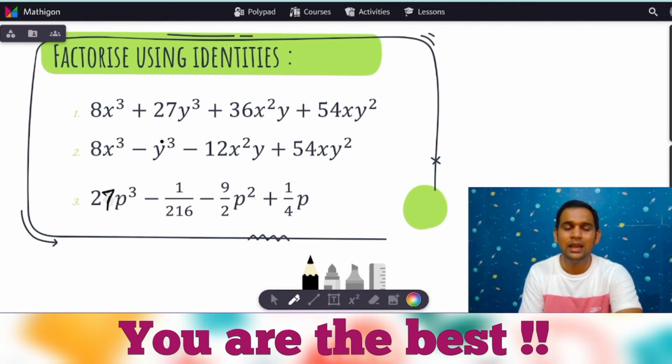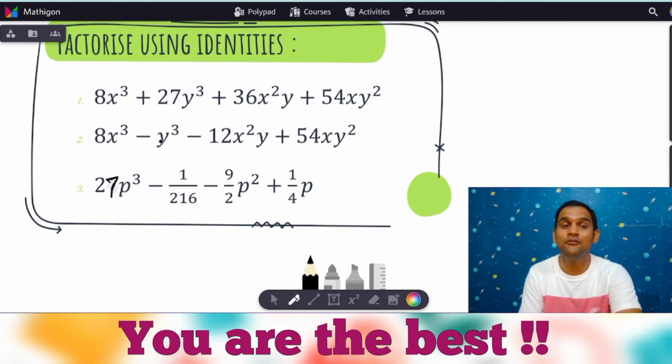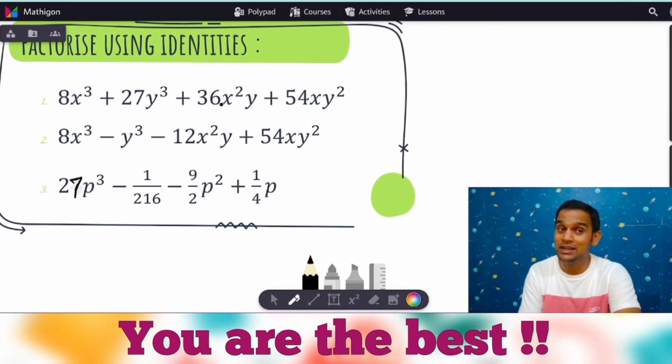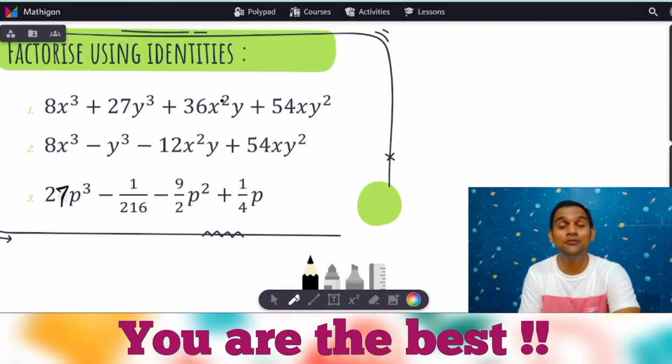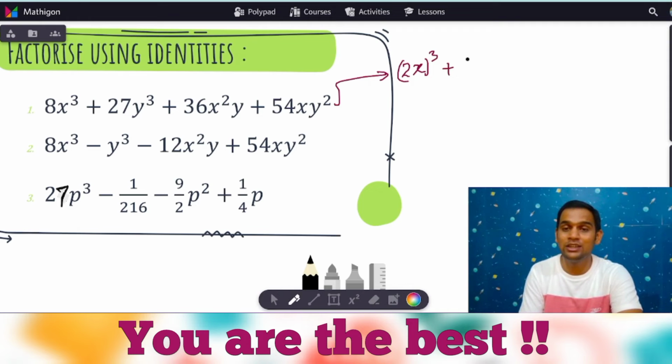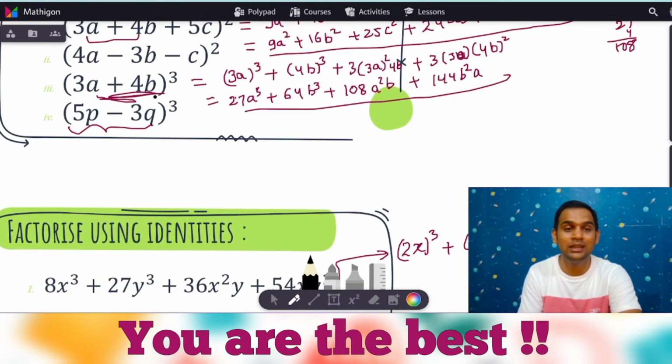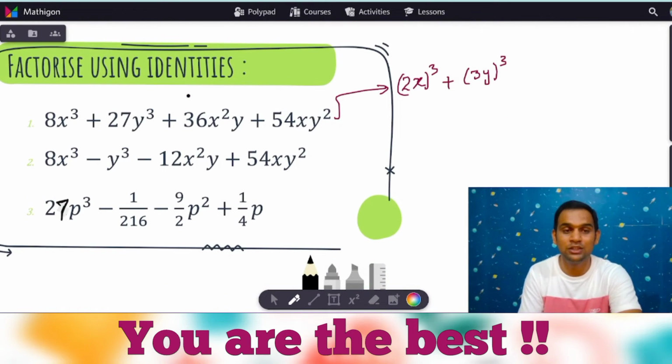Now, let's quickly go through a few questions of factorization. If we have been given such an expanded form, obviously we have to lead it to factor form. So first, we will compare it. How do we do the comparison? 8x cubed, can I write it as 2x to the whole cube? 27y cubed, can I write it as 3y to the whole cube? So in which form is it? It is looking to be in the form of a plus b to the whole cube.